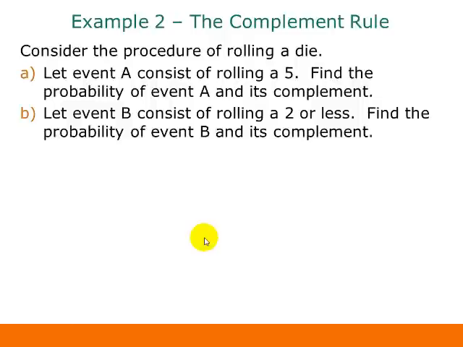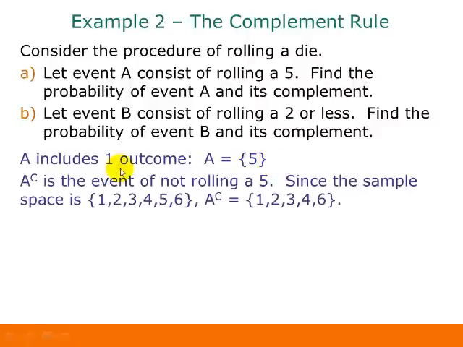Here's another example. Consider the procedure of rolling a die. Let event A consist of rolling a 5. Find the probability of event A and its complement. So event A includes only one outcome, and that is that we roll a 5. A complement is the event of not rolling a 5. Since the sample space would be all the numbers from 1 up to 6, A complement, if we look at it as a set, would be 1, 2, 3, 4, and 6, just leaving out the 5.